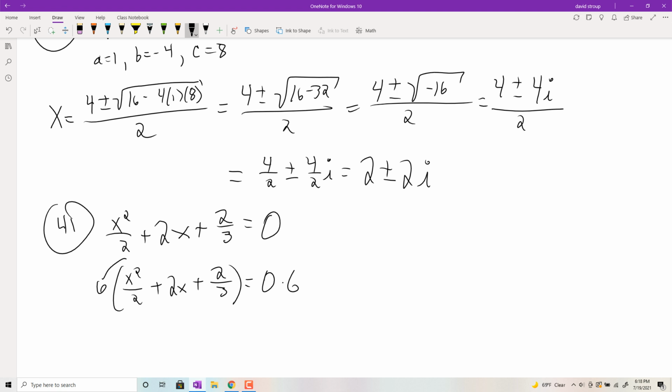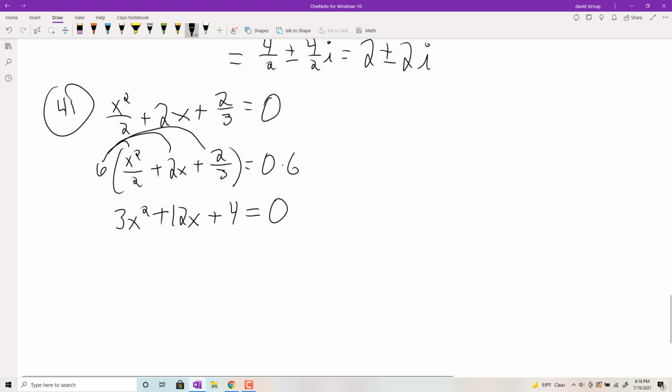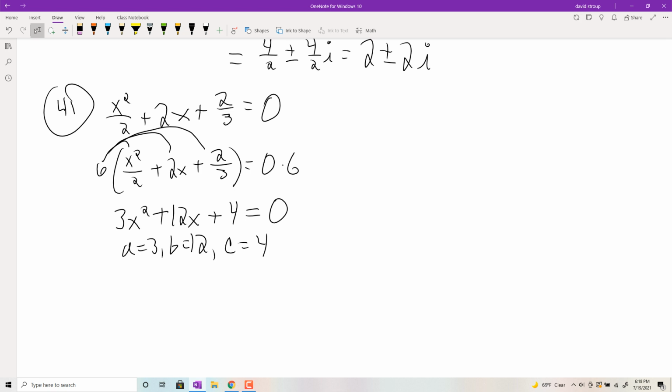Okay, so distributing 6 times x squared over 2 will give you 3x squared. 6 times 2x is plus 12x. 6 times 2/3 will be 12/3, which is 4. 0 times anything is 0. Okay, so we got our a value is 3, our b is 12, and our c is 4.